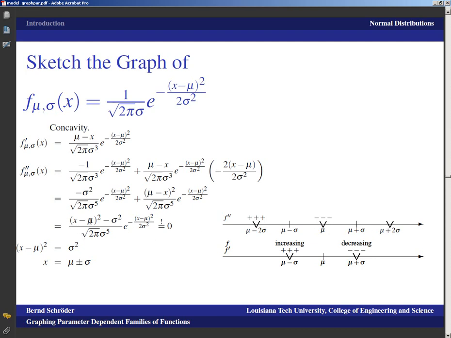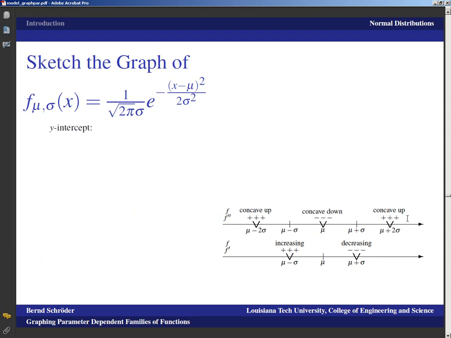And mu plus 2 sigma minus mu gives us 2 sigma. If we square that, we get 4 sigma squared minus sigma squared. That gives us a positive return again, and so f double prime is positive here, which means the function is concave up, concave down, and concave up.